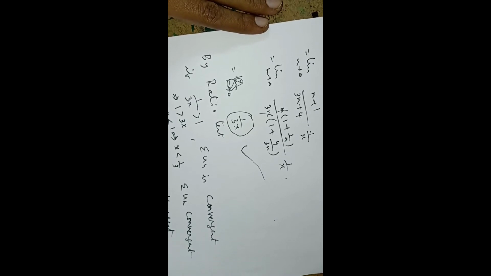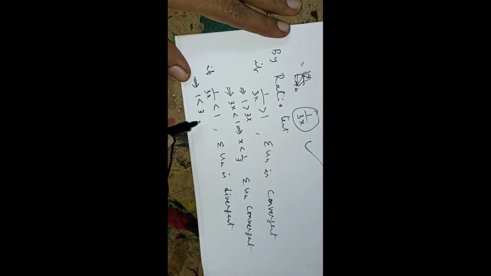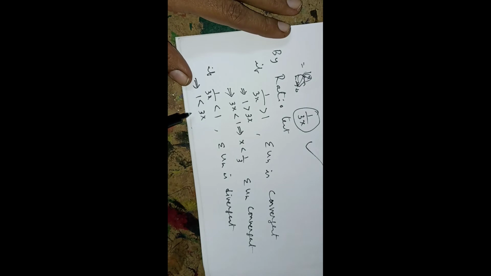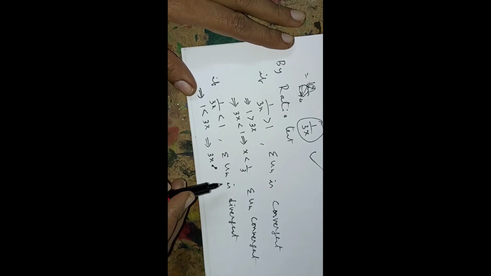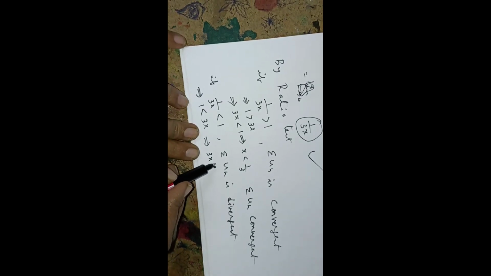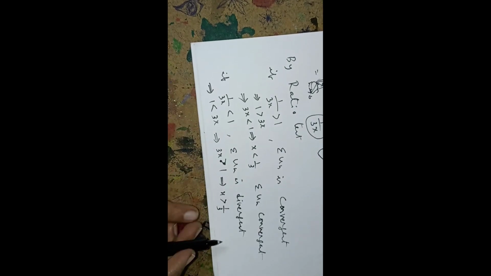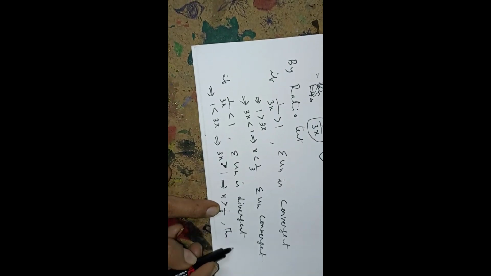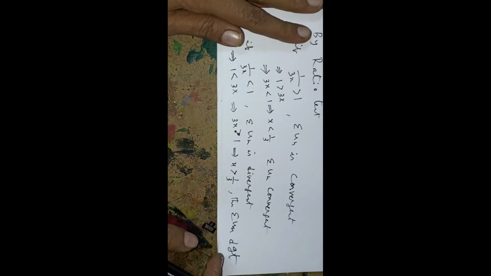1 is less than 3x if you cross multiply. That implies 3x is greater than 1, implies x is greater than 1 by 3. I am writing in order. 3x is greater than 1, then sigma un is divergent. Divergent, dgt means divergent.